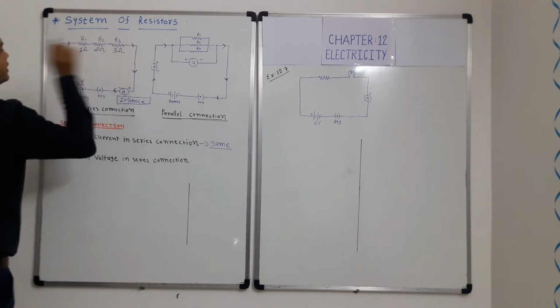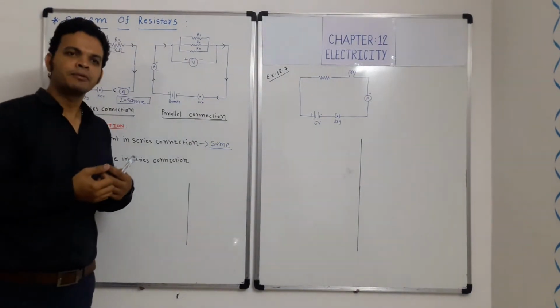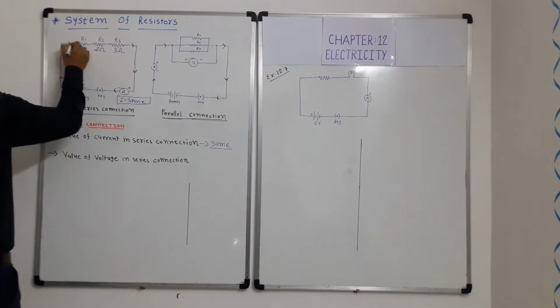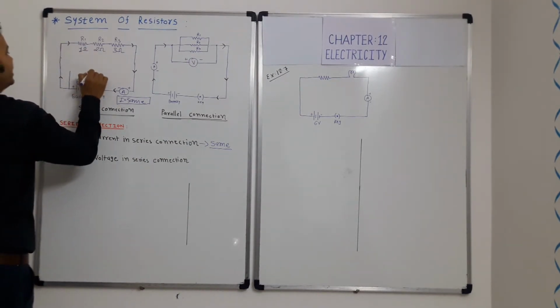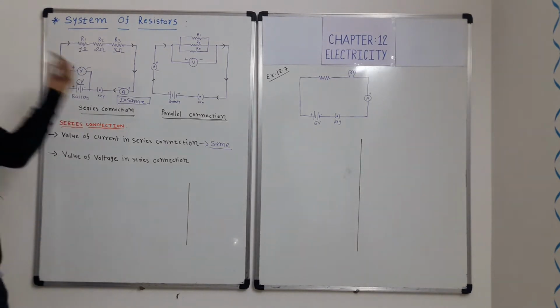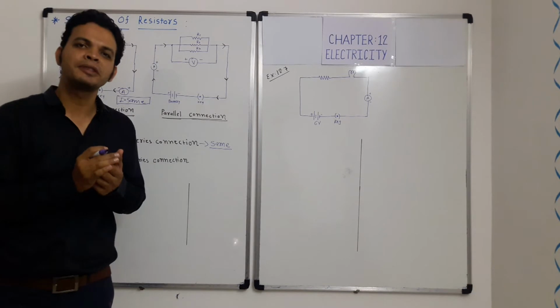So I have disconnected it. Now first of all, what I will do, I will measure the voltage across this battery. Across this battery I am connecting the voltmeter, plus and minus, and I am measuring the value of voltage, and I am getting the value of 6 volt.